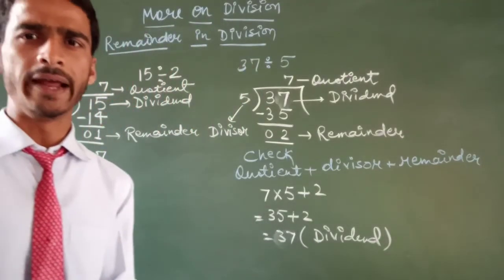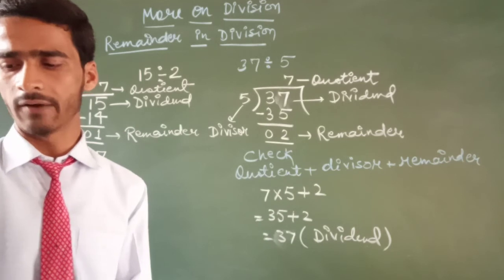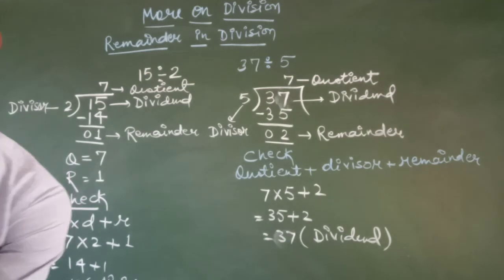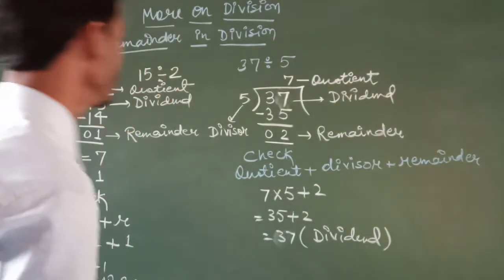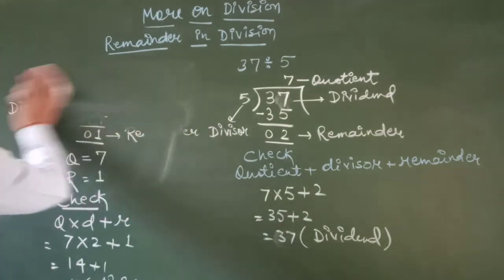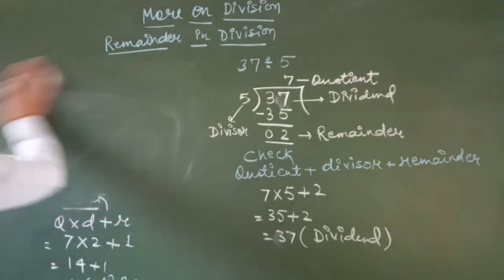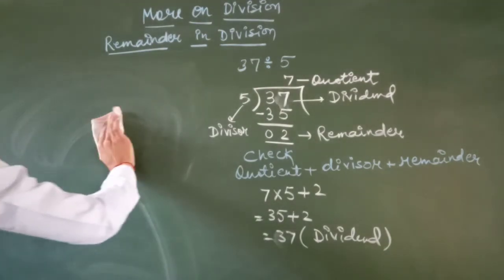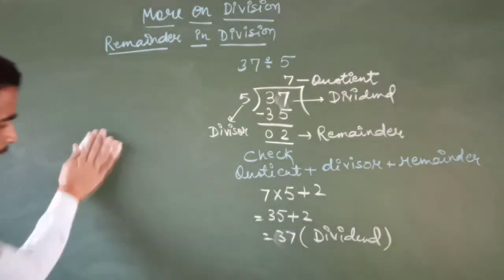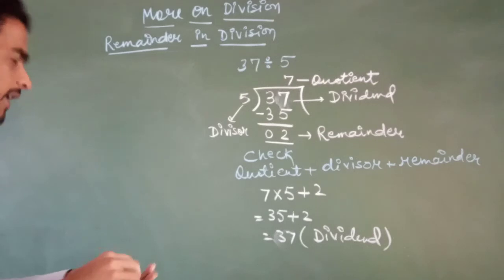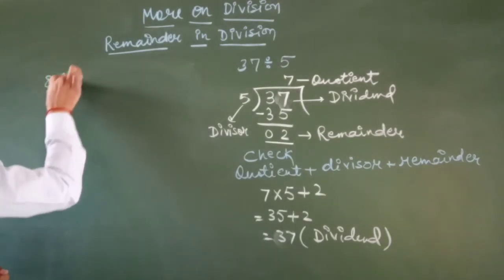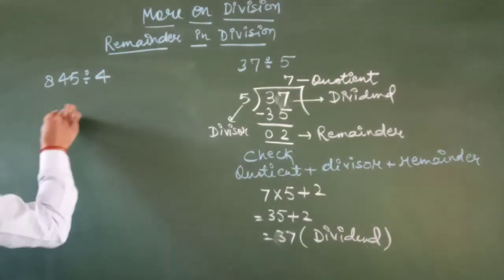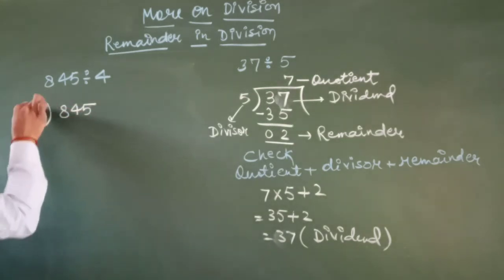And now the next example is division of 2 and 3 digit numbers. How we can do long division and how we can check it. Listen carefully. There is an example, 845 divided by 4. Firstly, we have to arrange it. That is 845 divided by 4.